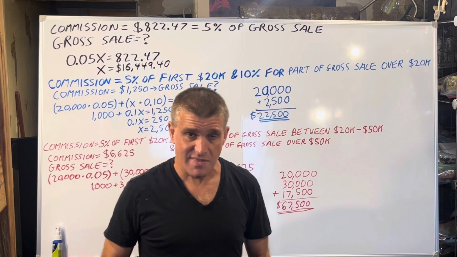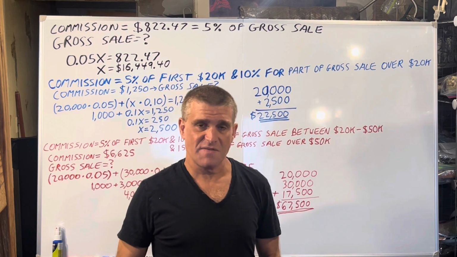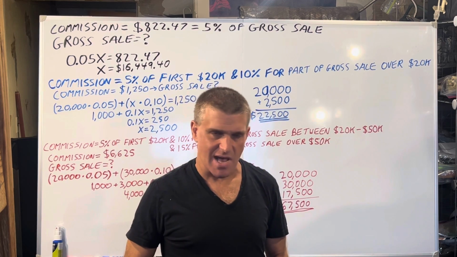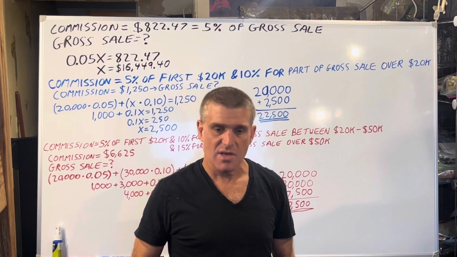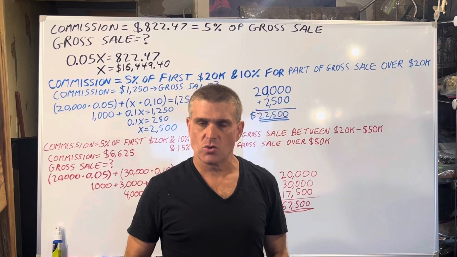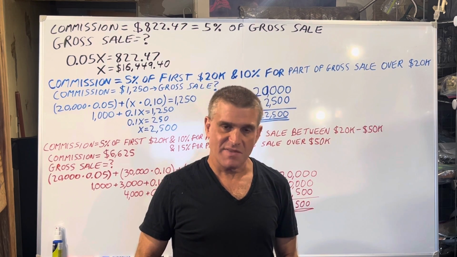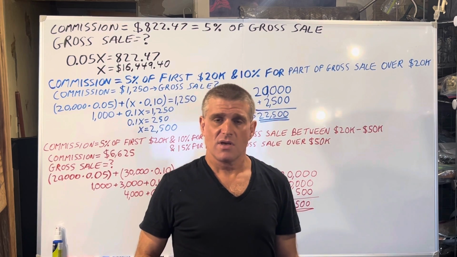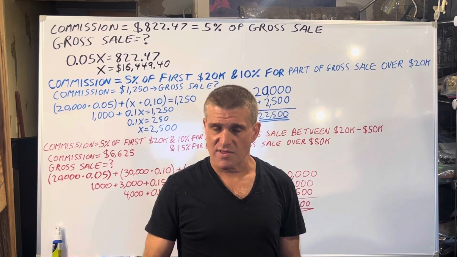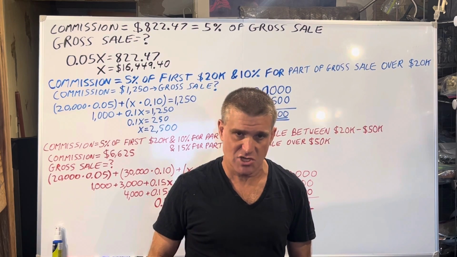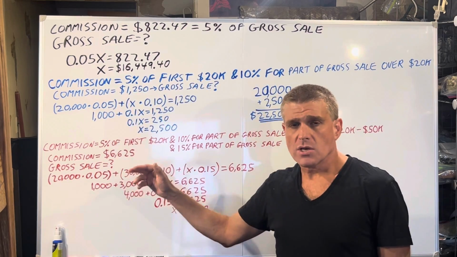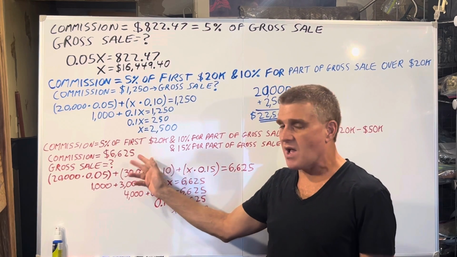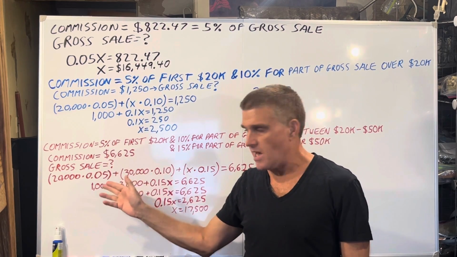Now, there's also another incentive. Anything above $50,000 earns 15% commission. You'll have the first $20,000 earning 5% commission. Then between $20,000 and $50,000 earns 10% commission, and anything above $50,000 as part of the sale earns 15% commission. So a commission check that comes in of $6,625, how much was the gross sale?